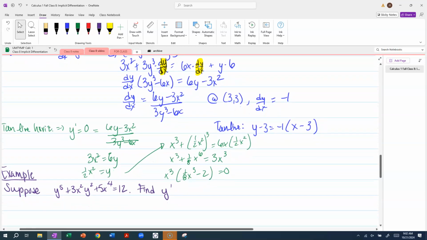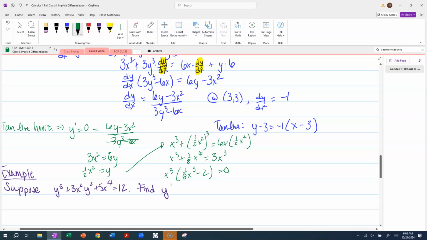So then this gives me either x is equal to 0, in which case y is also equal to 0, right? So that's one place where the tangent line would be horizontal, okay? Or solving this, I'd have to move the 2 over, multiply by 8, cube root it, so I'd have x is equal to the cube root of 16. And then when I do that, I end up with y being the cube root of 32, okay? So that would be another point. All right. So there we go.